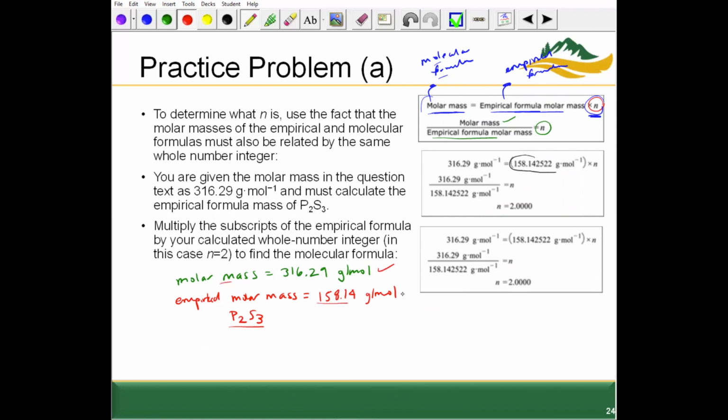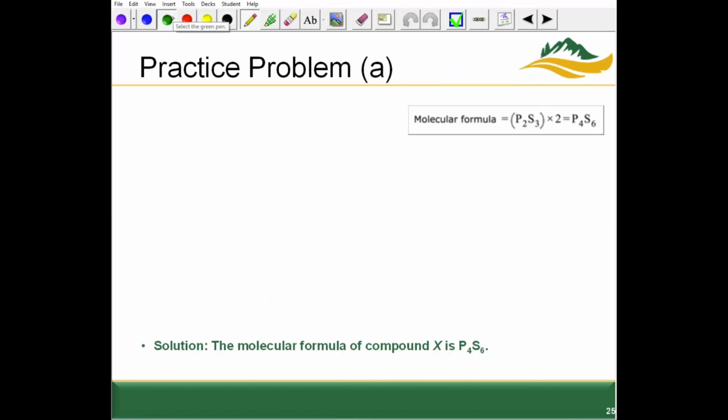So now that we have the molecular formula's molar mass from the problem and the empirical molar mass, we can use this formula to find n. 316.29 grams per mole divided by 158.14 grams per mole is equal to 2. So our n value is 2. That helps us then take our empirical formula, multiply it by our newly found n to get our molecular formula. So the molecular formula, the final answer then, is P4S6.